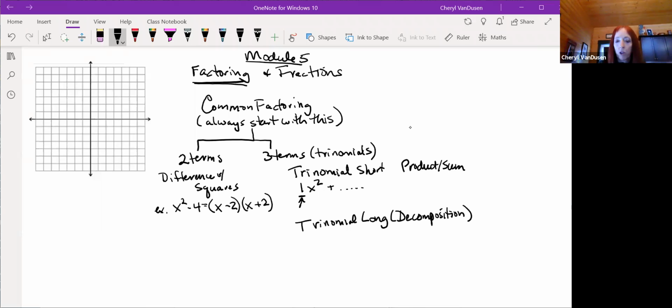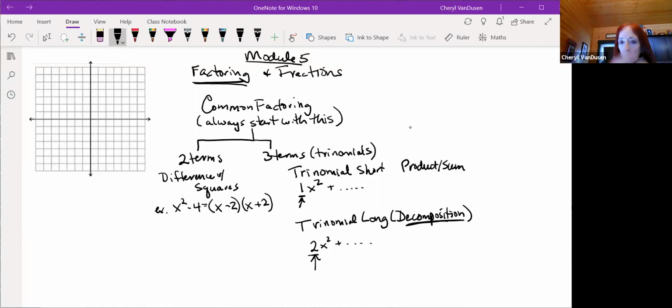Okay, so in this little chart, that's all I'm going to say. I'm going to break it out and do a question in a second on trinomial short and show you how it looks. A trinomial long question is where we have a number in front of the x squared that we can't common factor out, like that 2 has to stay there. And then I'm going to do this decomposition method, and I'll show you what that looks like. And then we will pause.